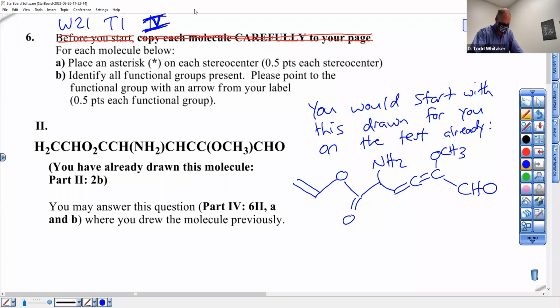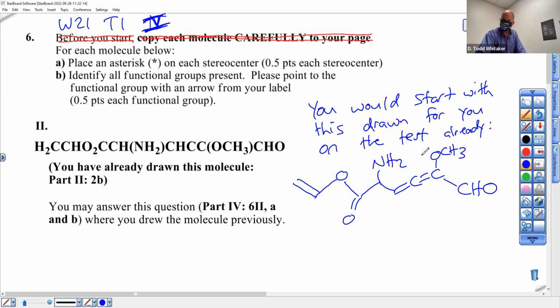So the first part they did already on the earlier part of the exam. They drew the Lewis structure for this thing. You would not do this on this Part 4 question. I would have the structure drawn for you. Yes, I converted it to a stick figure. So pretend it just started here and has part A and part B.